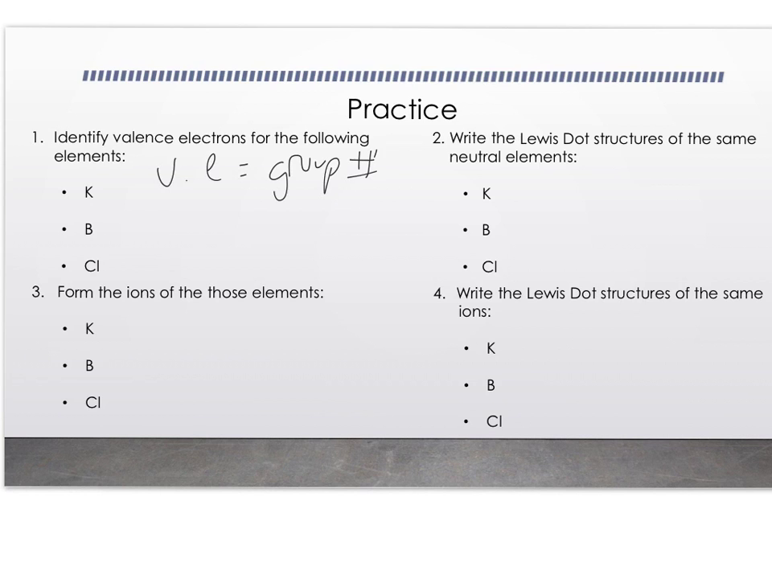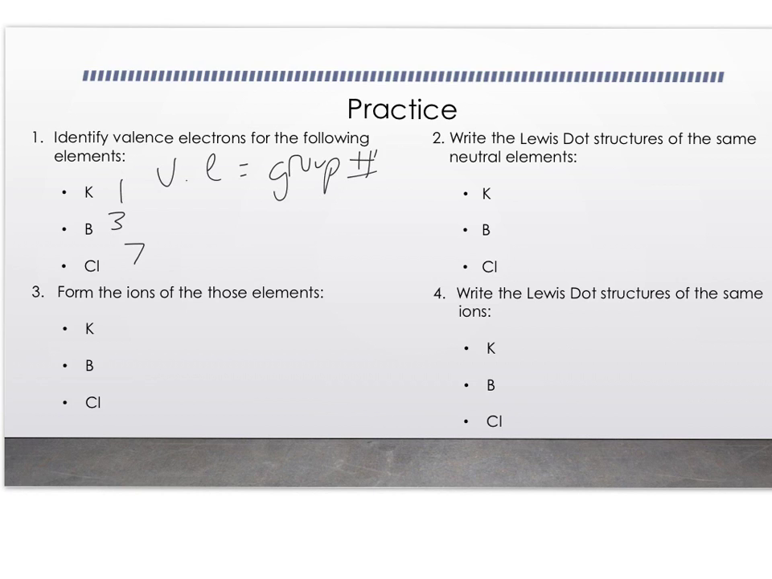Potassium is in group number 1, so it's going to have 1 valence electron. Boron is in group number 3, so it's going to have 3 valence electrons. Chlorine is in group number 7, or 7A, those are your halogens, so it's going to have 7 valence electrons.